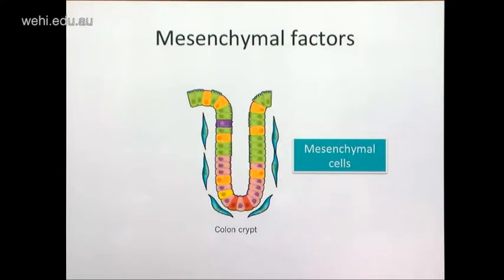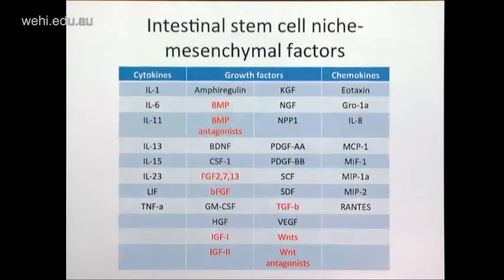After talking about the epithelial cells, I would like to talk about the mesenchymal factors. This table shows a summary of mesenchymal factors found in intestine, and those labeled in red are some factors that have been demonstrated to regulate crypt formation in vivo.